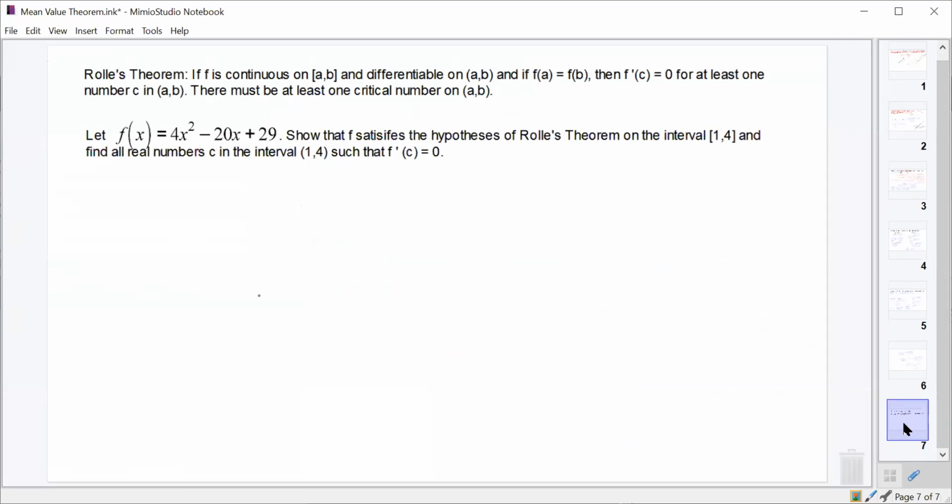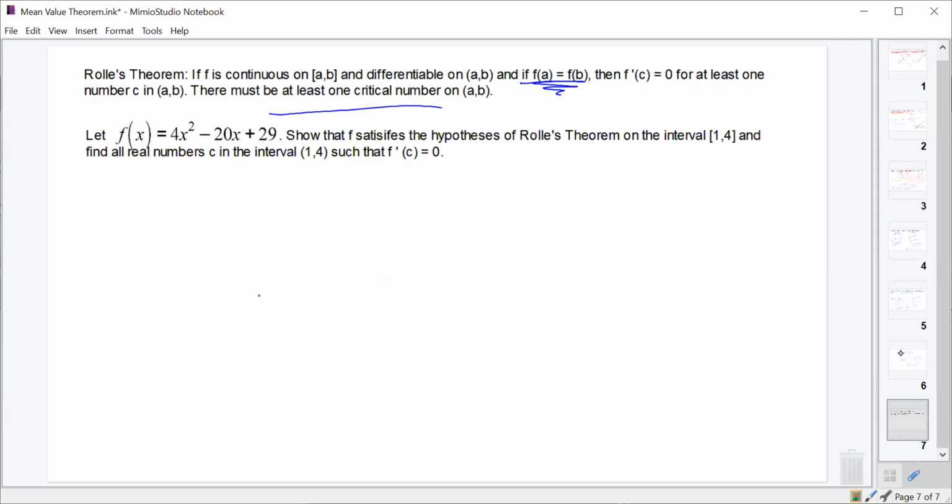So the last thing about this is there's a corollary to the mean value theorem, which is called Rolle's theorem, and you'll need to know that name. Rolle's theorem just says that if the function is continuous on the closed interval and differentiable on the open interval, and just like the one we just did, f of a is equal to f of b, then the derivative must be 0 for at least one number on a to b.